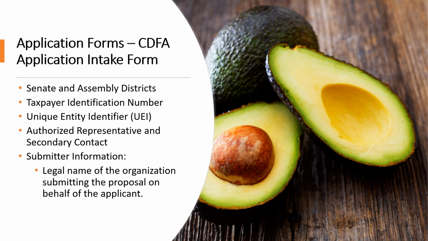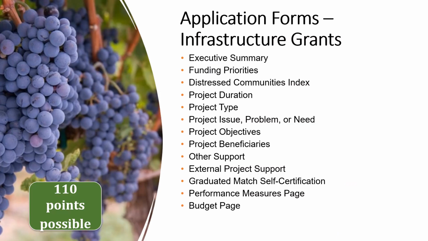However, if a grant writer prepares a proposal application on behalf of an applicant, you must disclose the grant writing organization to prevent possible conflicts of interest during the review process. The proposal application form makes up the core of the application. A scoring rubric can be found in the RFP for both infrastructure grants and equipment-only grants.